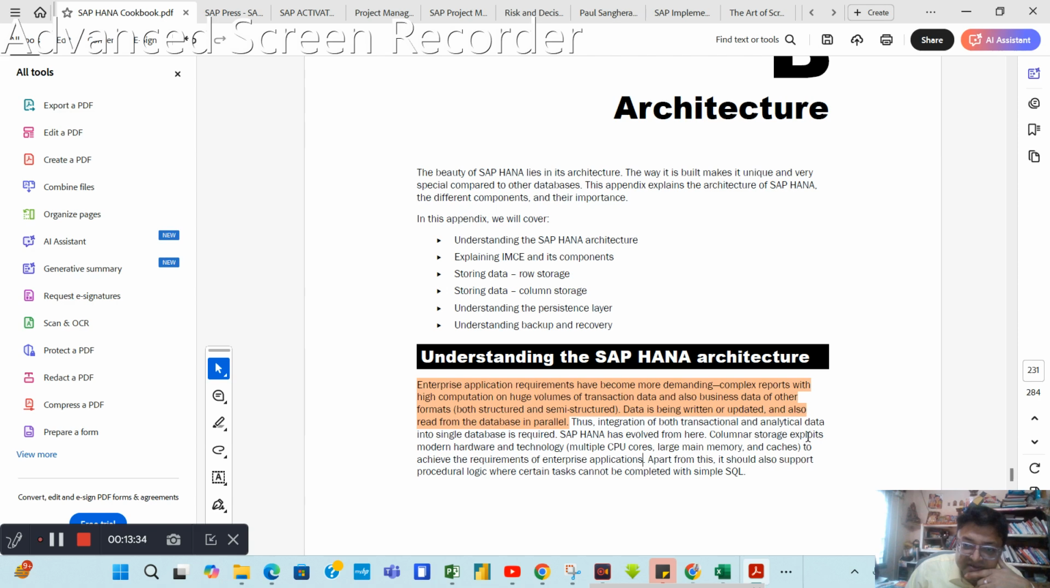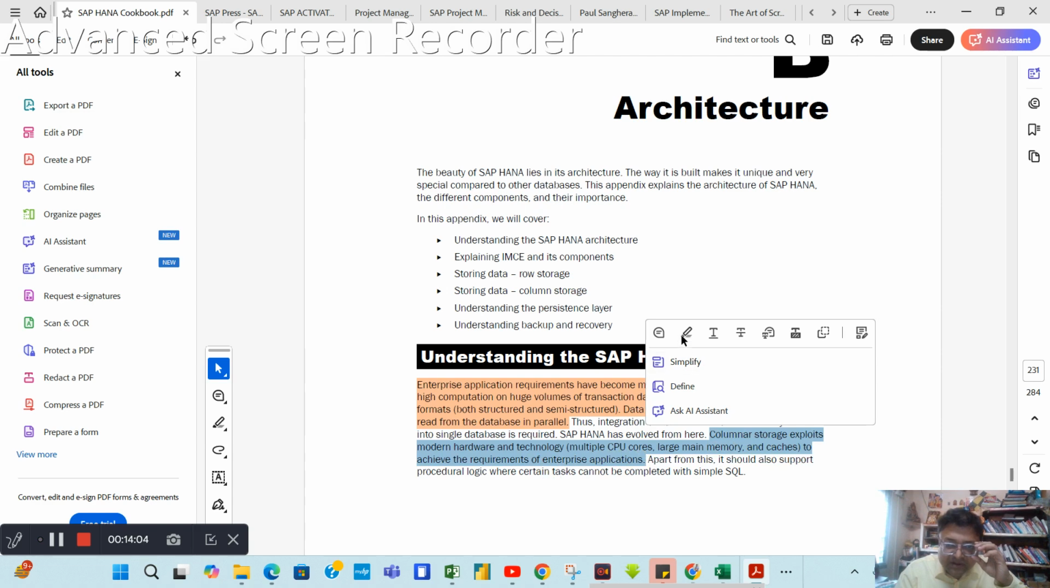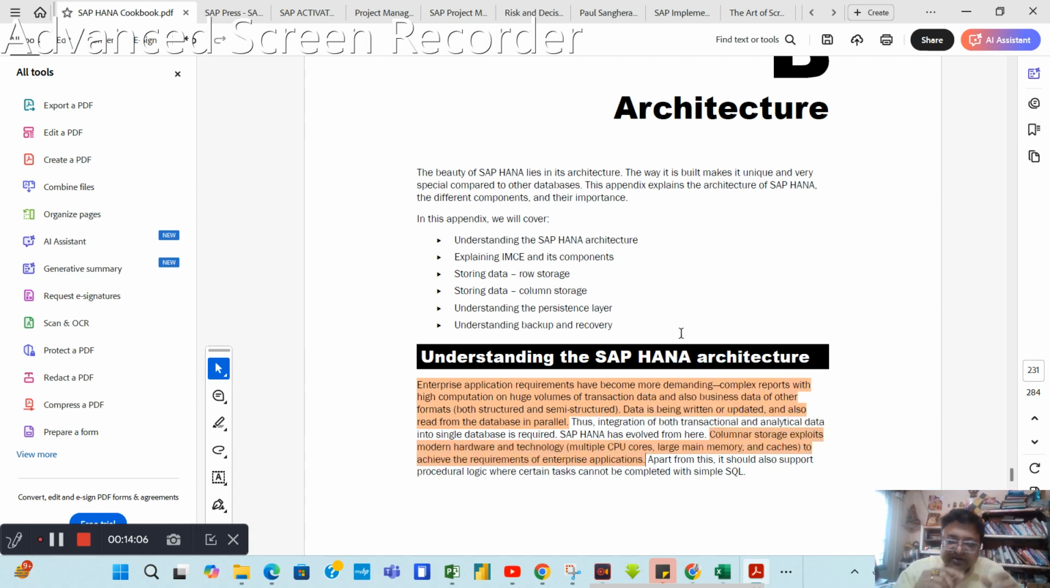Columnar storage exploits modern hardware and technology: multiple CPU cores, large main memory, and cache, to achieve the requirements of enterprise applications. So this is how HANA is being structured, right?